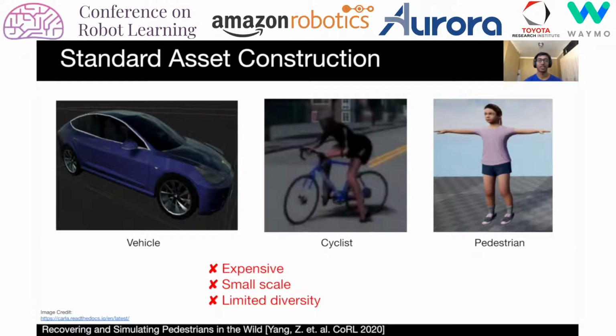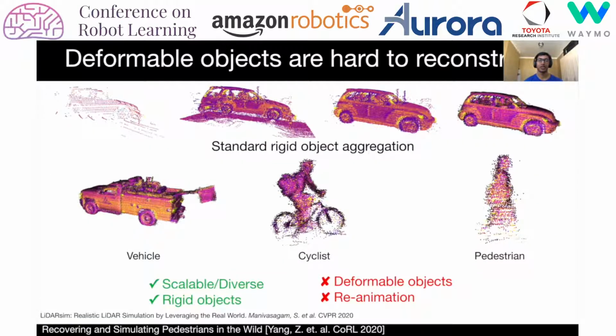Realistic sensor simulation requires a good 3D mesh representation for vehicles, cyclists, and pedestrians. Current sensor simulation systems, such as CoRL, manually design and animate these assets by hand. This approach is expensive and time-consuming and has limited diversity. To truly reconstruct realistic assets at scale, we need to leverage real-world sensor data captured in the wild.